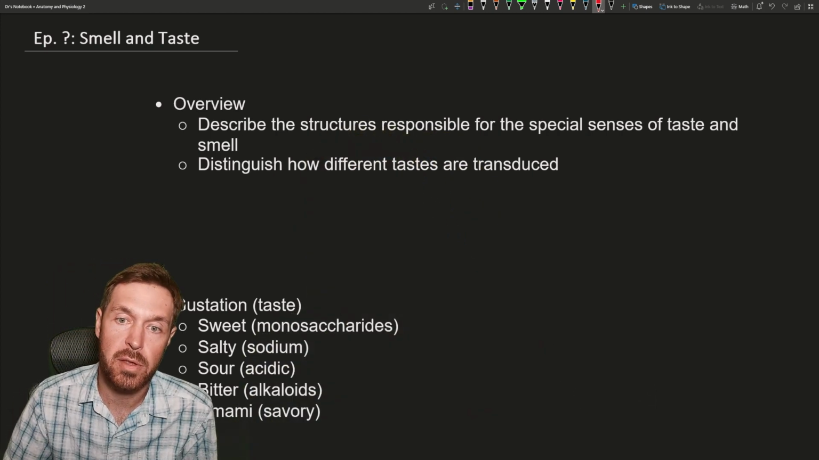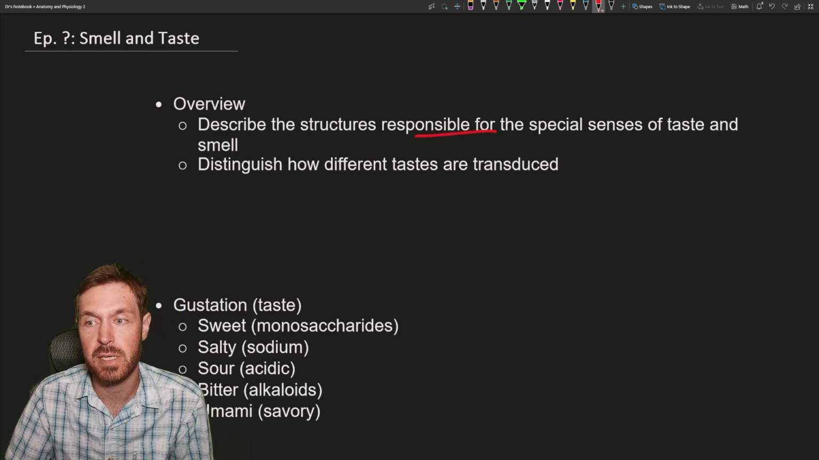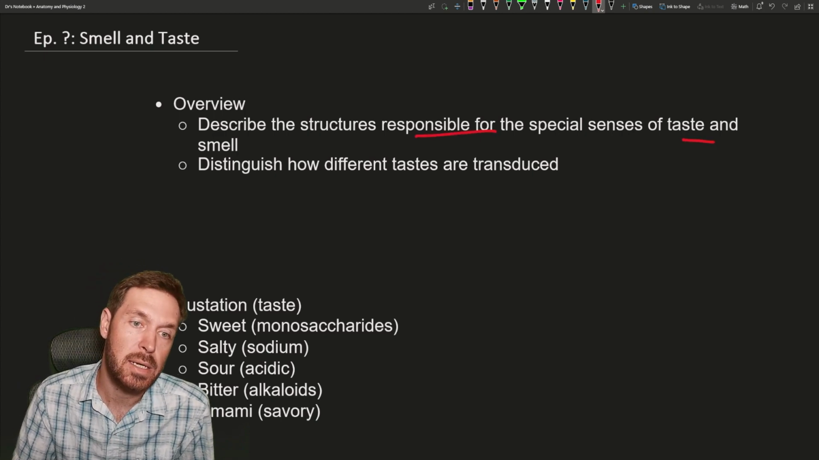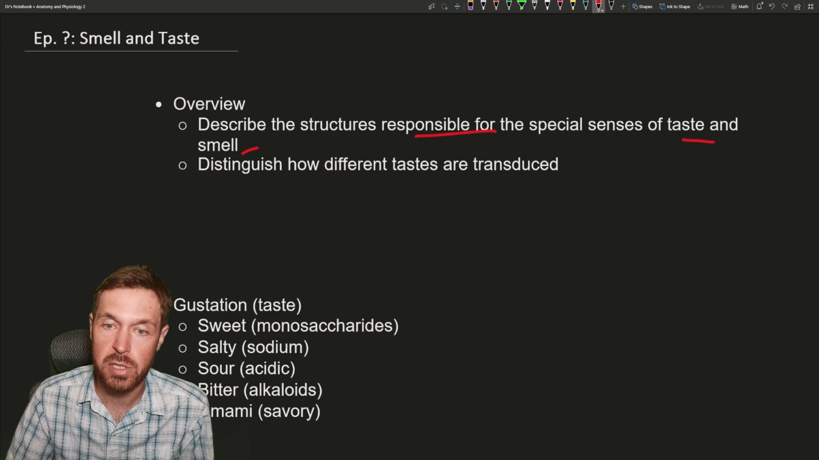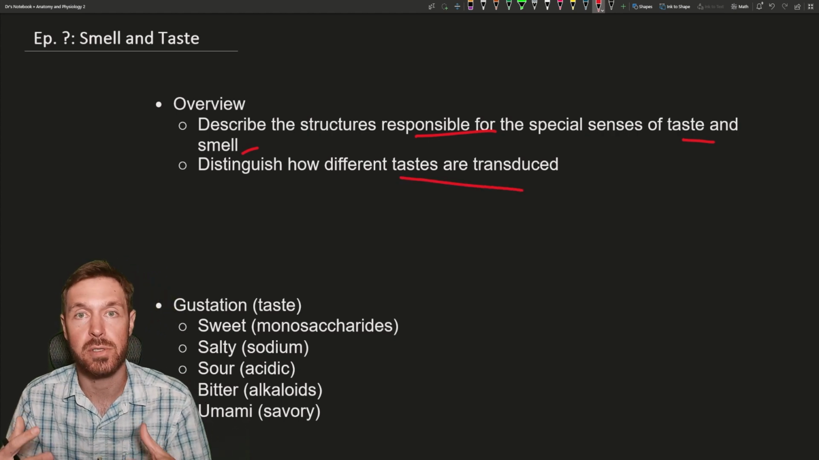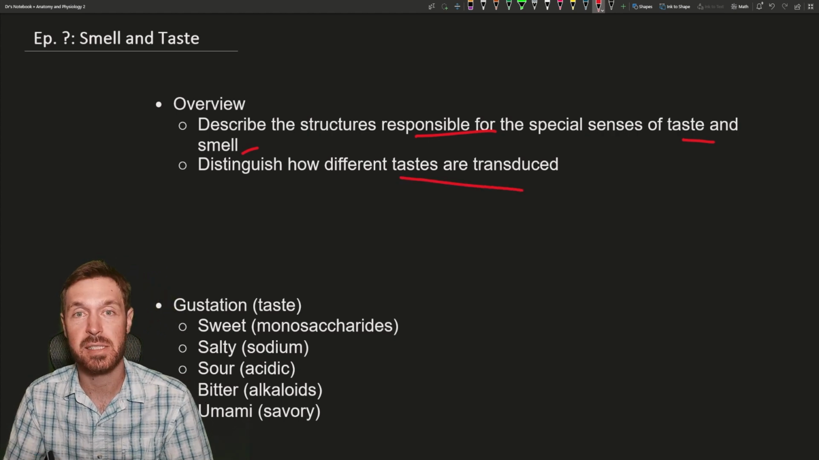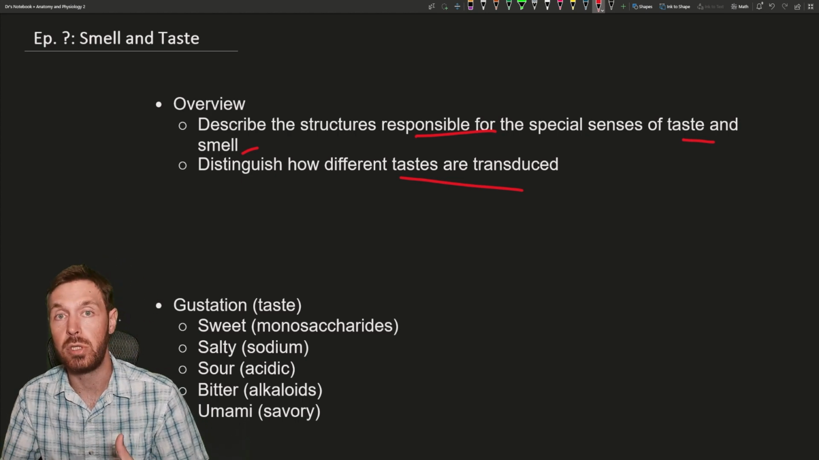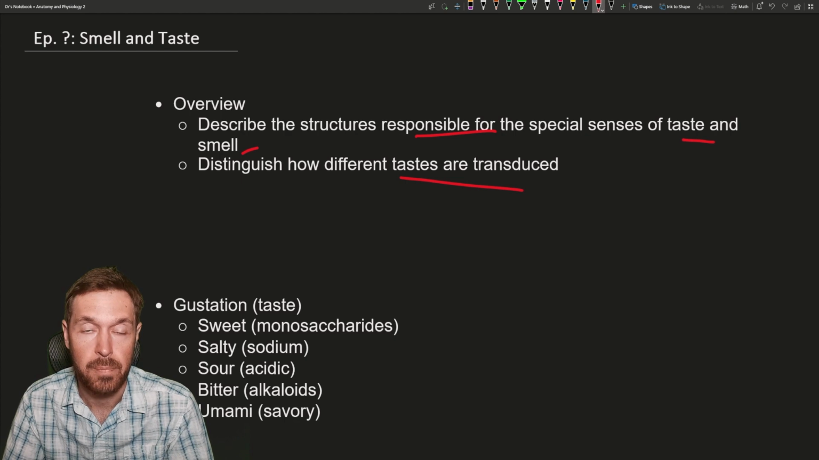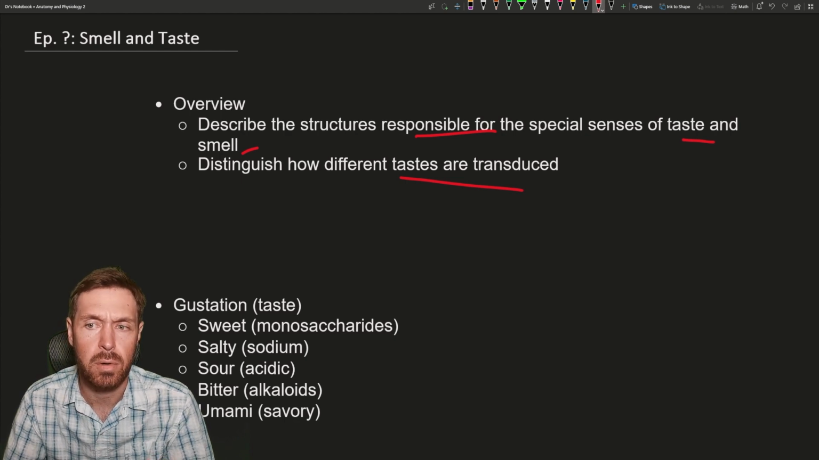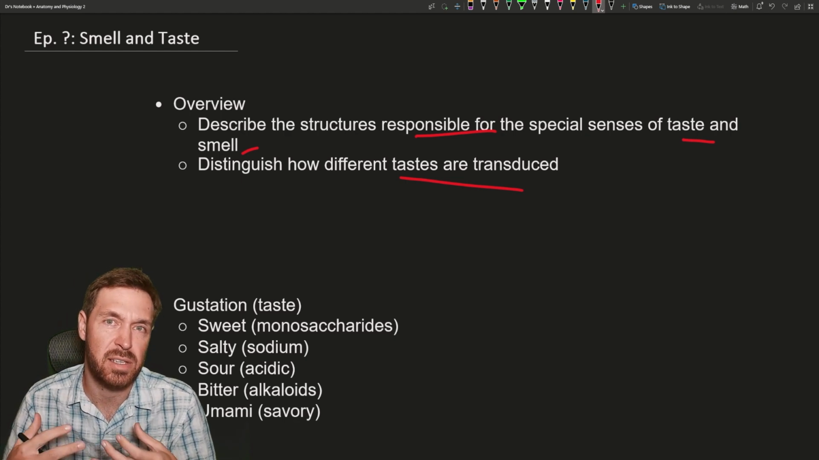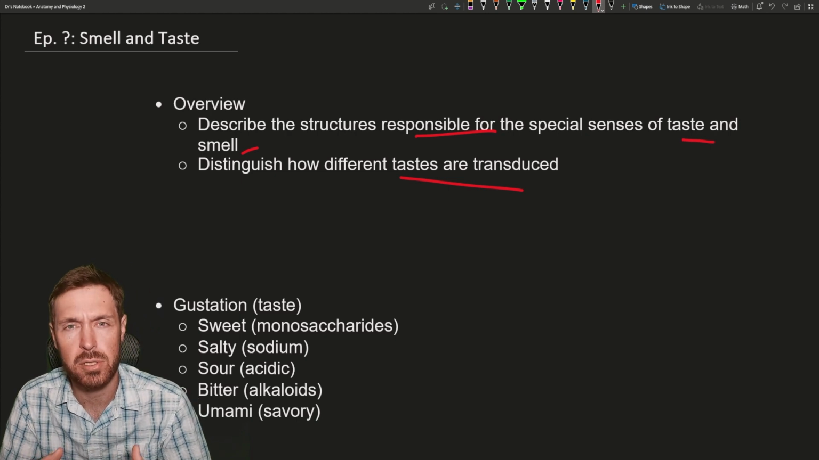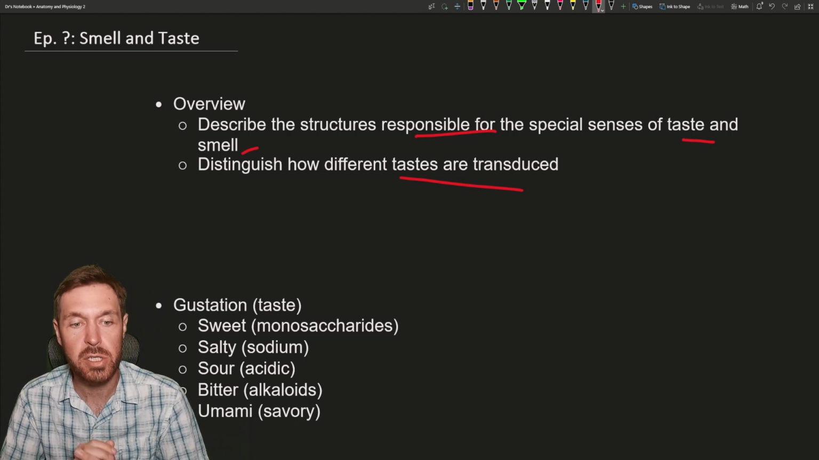We're going to describe the structures responsible for the special senses of taste and smell. And then we're going to distinguish how different tastes are transduced. So, how we send these taste signals from our taste buds that you probably heard of to our brain. And what goes hand in hand with this is also smell. It's a similar sort of process for each of them.